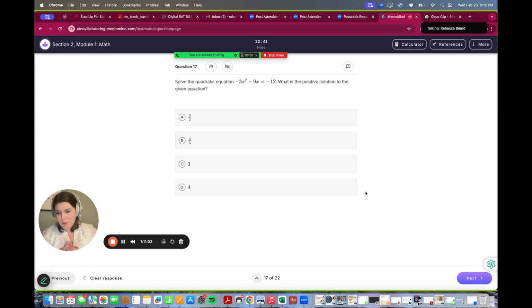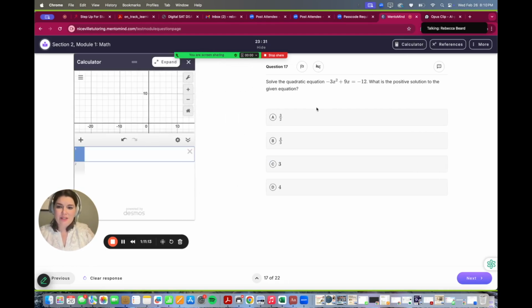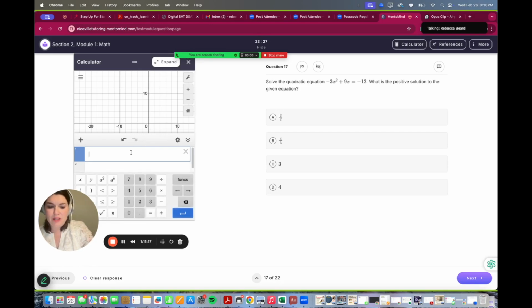Okay, so this one is a perfect Desmos one. When you see a quadratic equation, you're just like, yes, you hit the jackpot. So what I do is I see my quadratic equation and I just start typing it into Desmos because I have no time to factor. So you're going to see me type this in. 9x equals -12. You don't even have to make it pretty or move around.